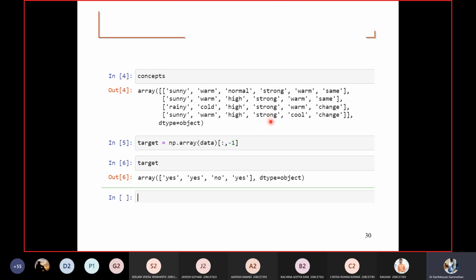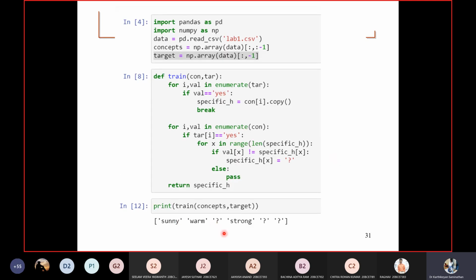In all four, it is strong. Warm, warm, cool. So here also there is a question mark. Same, same, change. So here also a question mark. So by seeing that, you can answer this question.